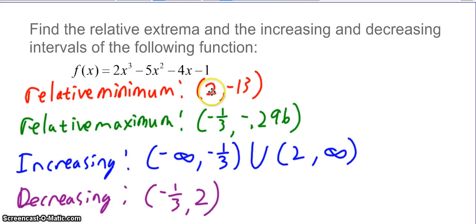Okay, so you should end up with a relative minimum at the point 2, -13, a relative maximum at the point -1/3, -2.96, that's rounded, and so then the increasing intervals are -infinity to -1/3, and then 2 to infinity, and then the decreasing interval is -1/3 to 2.